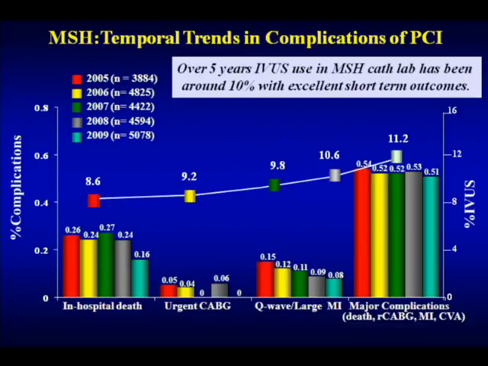So overall, I would say the IVUS use at Sinai is 10%, and some of us use more. My personal use is close to 5%. Basically, in selected cases, use of IVUS, as shown by the data as well as at Sinai, I would say, will get us the best result even in this DES era.